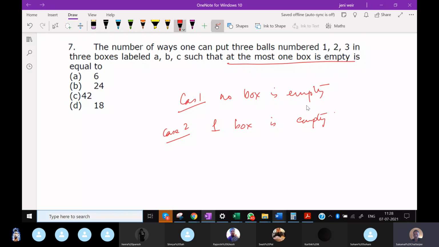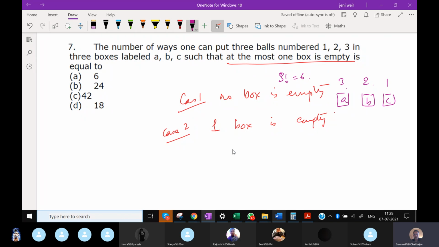So if no box is empty, that means each of the boxes has to have one of the balls. So that means A, B, and C. So I can drop any of the ball in boxes. So this can be filled in 3 ways. Corresponding to that, this can be filled in 2 ways, and corresponding to that, this can be filled in 1 way. So the number of ways in which this can be filled is 3 factorial, which is 6.